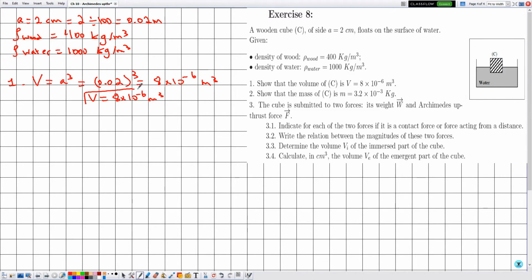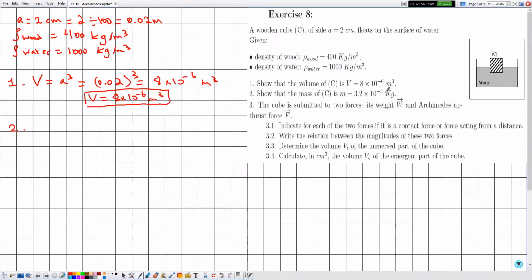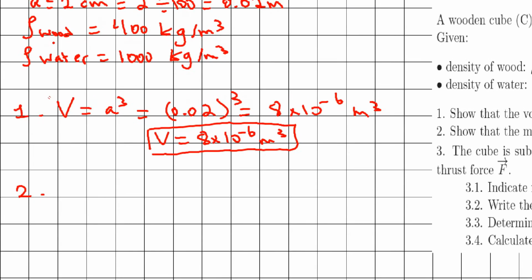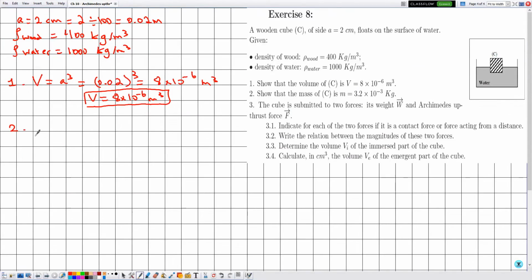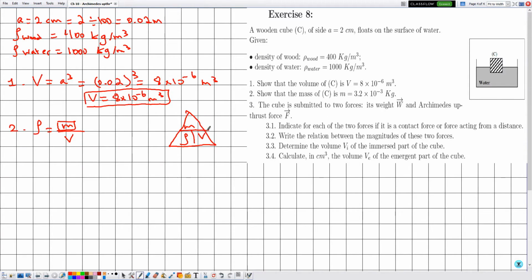Then they are telling me to show that the mass of the cube M is equal to 3.2 times 10 to the power minus 3 kilograms. Knowing the volume of the cube and knowing the density, the mass can be calculated using the following formula: density is equal to mass over volume. We are interested in determining the mass. Constructing the triangle of this formula, because we have a divide, rho will be at the bottom, M at the top, V here. We are interested in determining M. So M of the cube is given by density times volume.